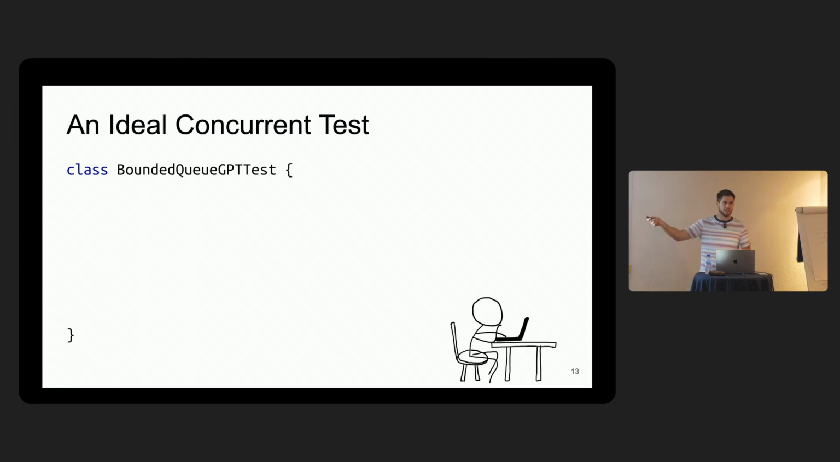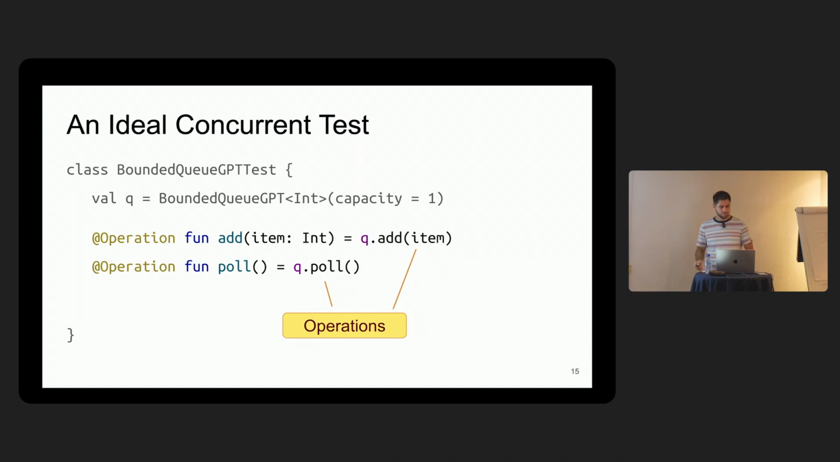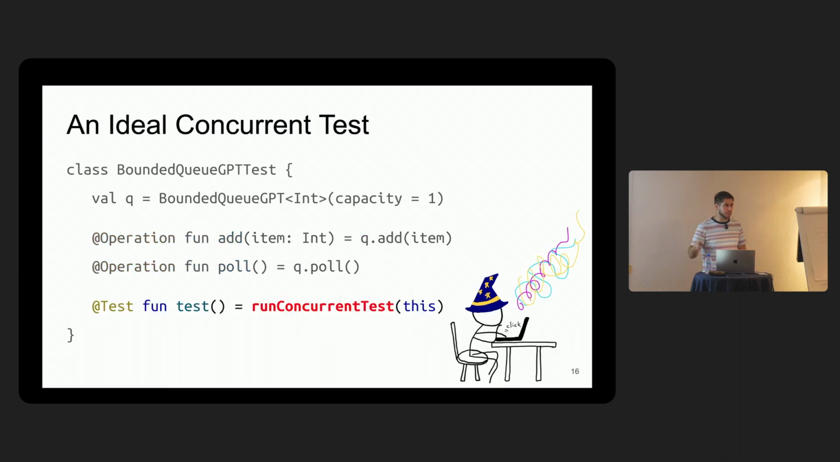So of course you create some class if you deal with Java or Kotlin, and then you want to specify your data structure. Like here, we just say, okay, we want to test that our bounded queue implemented by ChatGPT is correct, and the queue capacity is 1. We just need to choose something, right? Then we list all the operations. In our case, it's add and poll. We simply list them. We don't do anything else. And then we want to run some magic button that checks whether this solution is correct or not.